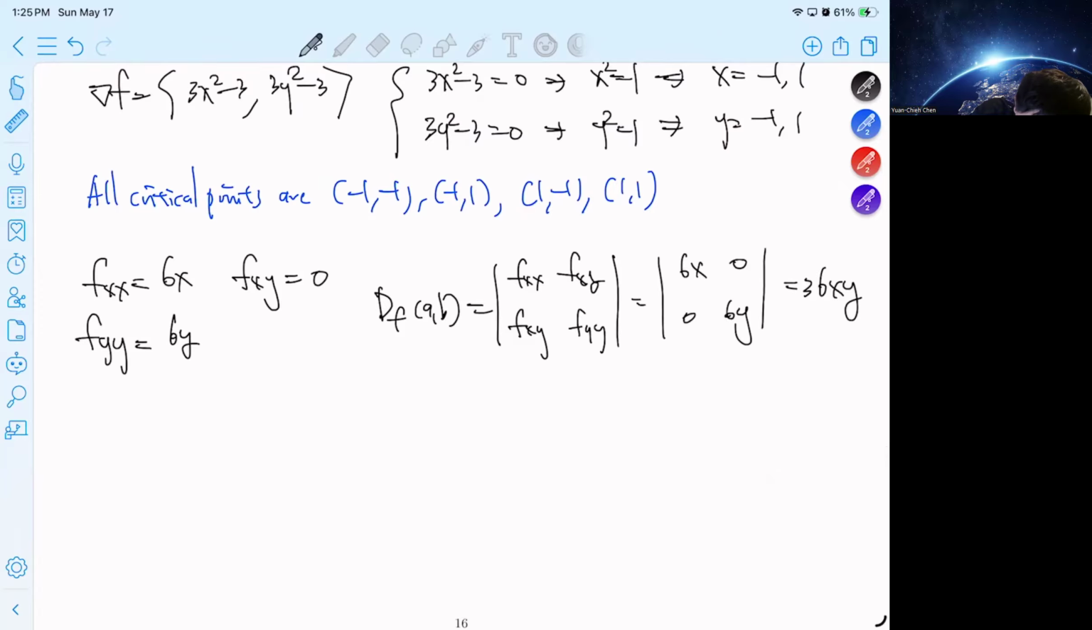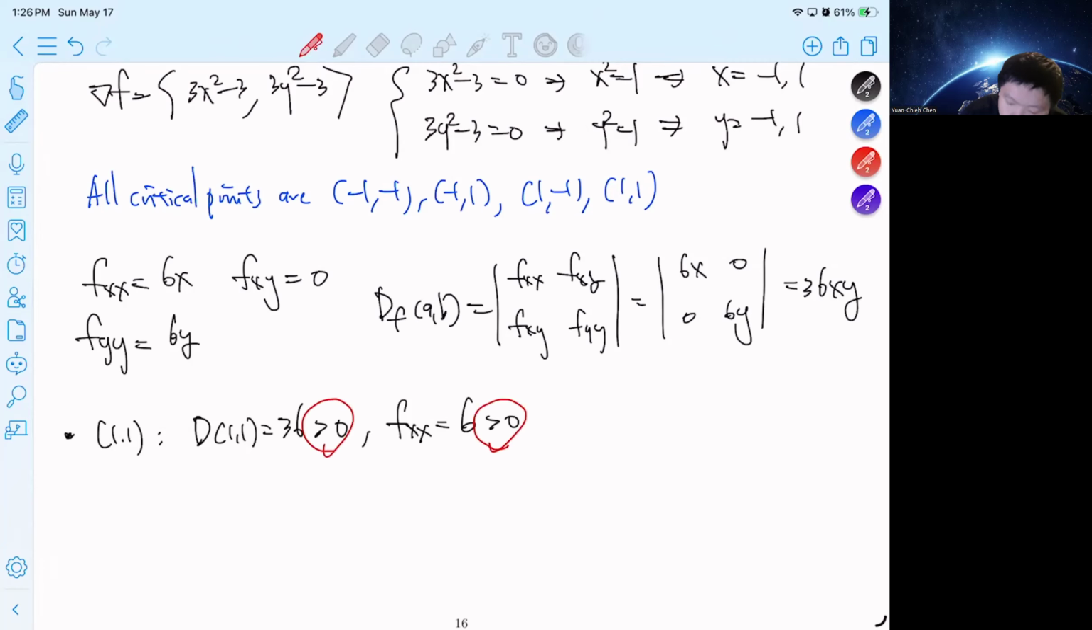So point 1. Maybe I'll just put a bullet point at (1,1). So we have D(1,1) is 36, which is bigger than 0, so it's doable. When this is bigger than 0, we're doable. So we also need to check fxx equals 6, which is bigger than 0, so it's a local minimum.